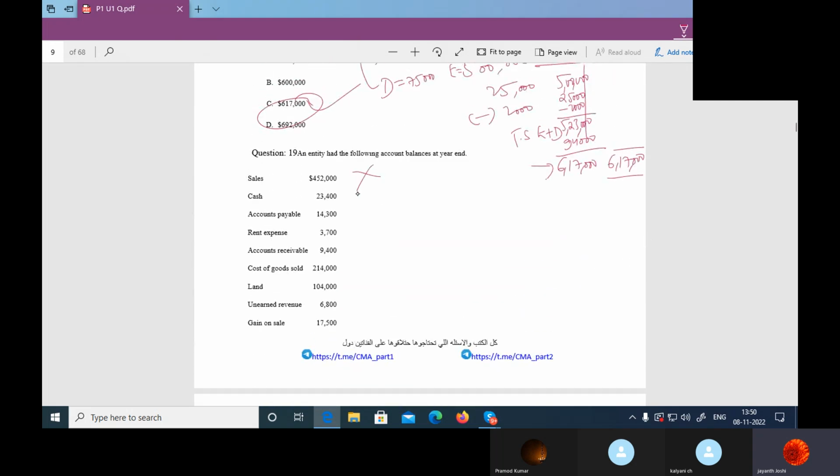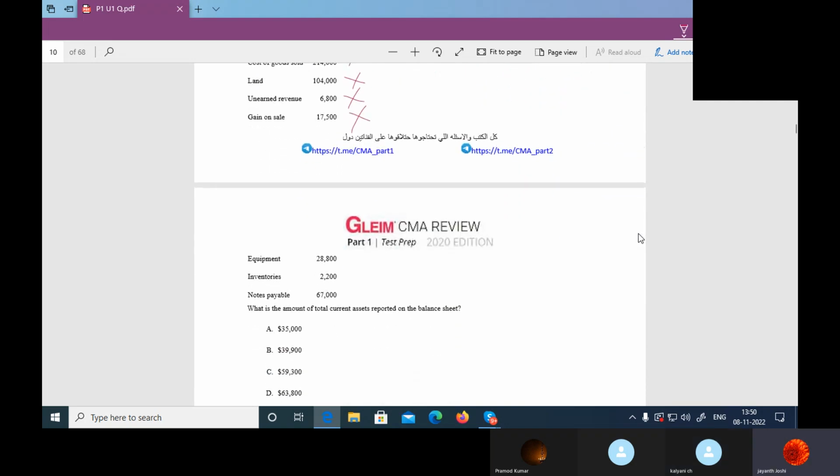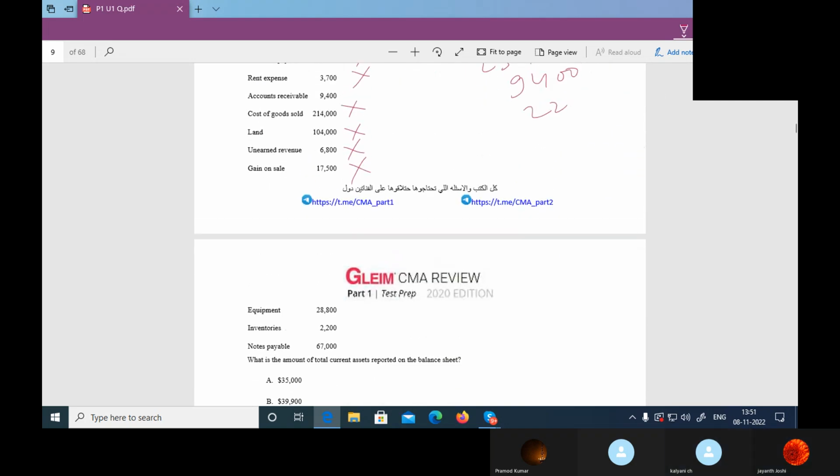So sales you won't take, cash you can take 23,400, accounts payable you won't take, rent expense you won't take, account receivable you take, COGS you won't take, land you won't take, unearned revenue, that is income received in advance, you won't take, gain on sale you won't take, inventories you take. Finish.